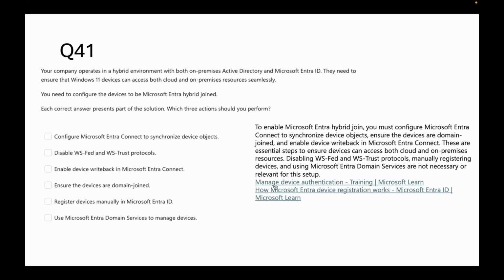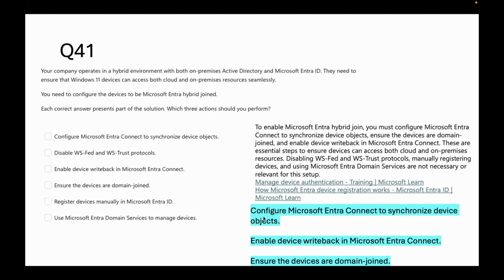Let's see what the Microsoft document says. It says to enable Microsoft Entra Hybrid Join, you must configure Microsoft Entra Connect to synchronize the device object, which is fine. Then ensure the devices are domain joined, perfect. And enable device writeback, that's great. So those three things are required to initiate the hybrid join, with already domain joined machines, because we have to give the seamless experience to the devices to access the resources. Doesn't matter if it's cloud or on premises. In that case, these should be the first three actions that we need to perform.